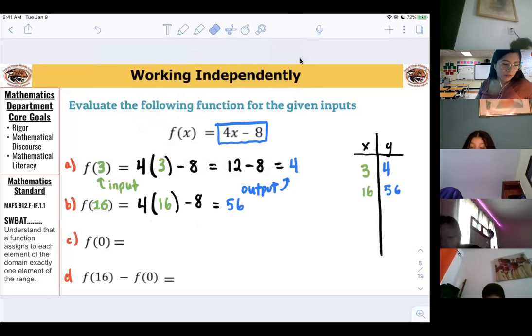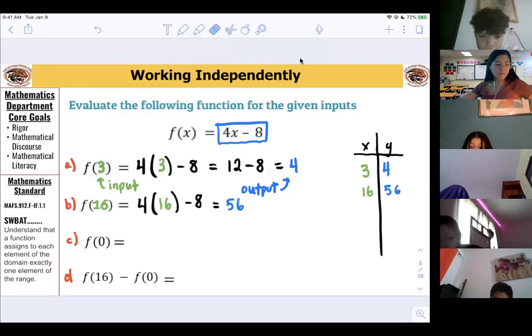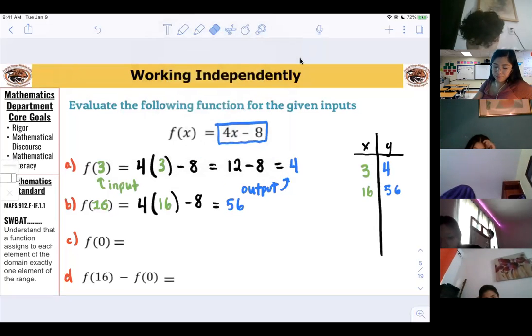Go ahead and try it for example C. What is f of 0? Plug it in and see what you get. Miss, how did you get the numbers for 16? Because look up top, the rule tells me what to do. The rule tells me exactly what to do. I'm just following this rule.